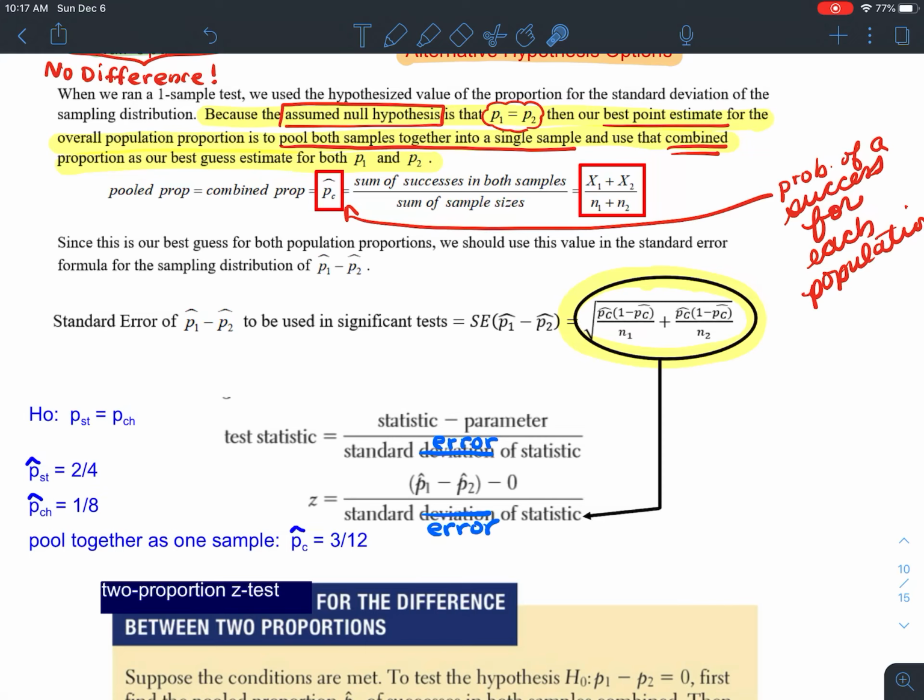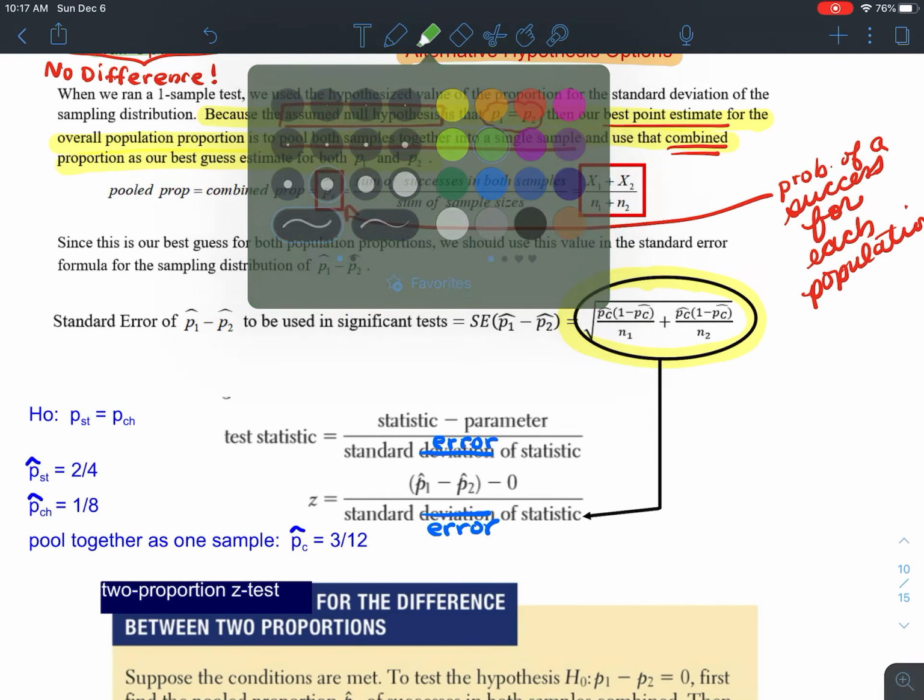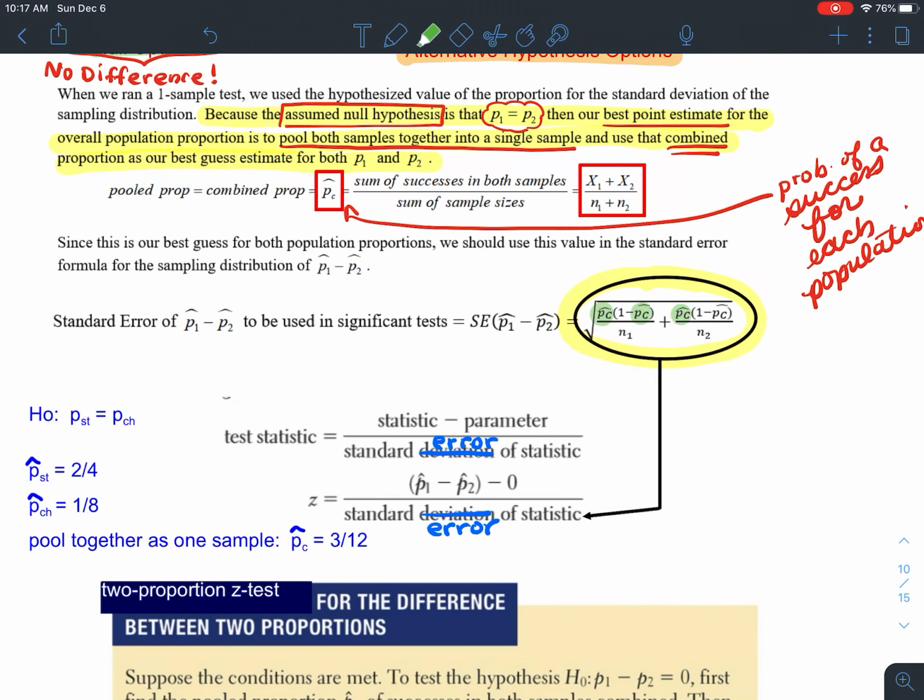Now you'll notice instead of p hat sub 1s in these two spots and p hat sub 2s, we're using the exact same proportion in those areas because we have pulled together, and so we're using that same probability or proportion of successes for each of the two populations.